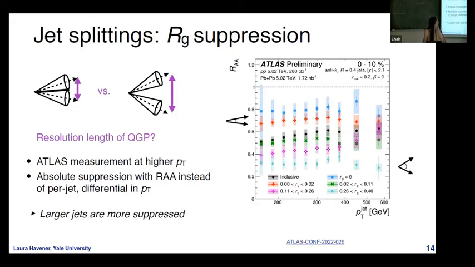And so, more recently, ATLAS has also measured RG, and they measured this at much higher jet pT than the ALICE measurement. What they did, which was really nice, is instead of doing the per-jet normalization, they made the RAA. So what I'm showing is the RAA as a function of the jet pT, and the different colors are selections on the radius. If you look at the orange, it's narrower, and the blue is wider. You can see that the wider jets are more suppressed than the narrower jets.